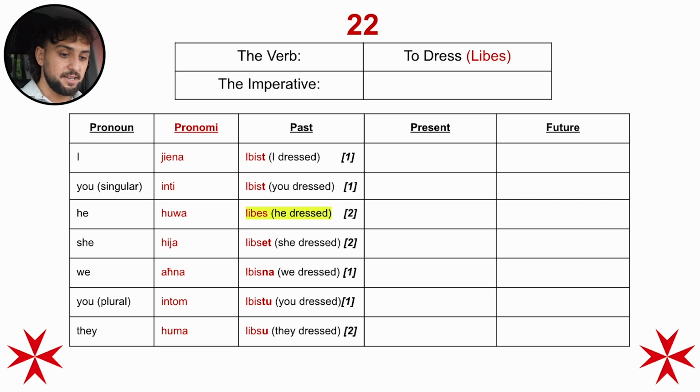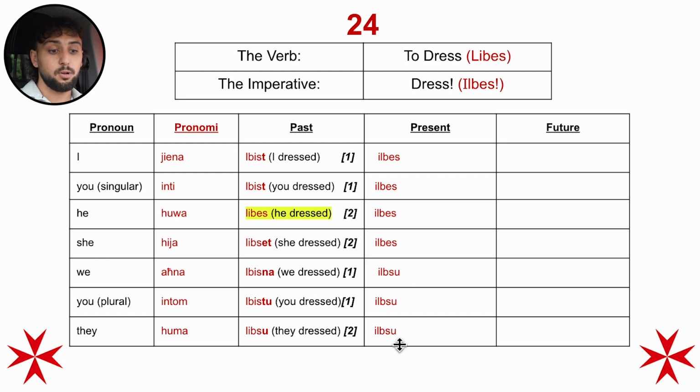Okay, now let's move on to the next verb, which is libes. So remember, for step 1 of this process, we have to work out the imperative by swapping the first two letters of the mumma. And the mumma, of course, is the word highlighted in yellow. So if we do this, it will give us ilbes. From here, we can input the word libes into each row of the present tense column, other than these last 3 rows, because obviously these are plural, meaning we need the plural imperative here. And remember, the plural imperative is ilpsu.